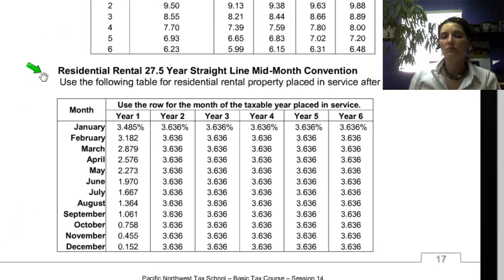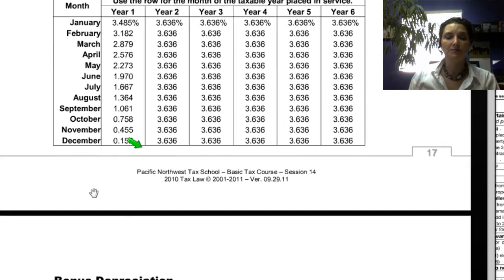Now, residential rental property is depreciated straight line over 27.5 years, so it is only in the first year that there's going to be any variation at all in the amount of depreciation claimed, and that will just depend on the month you place that asset in service. But after the first year, depreciation is the same throughout until you get to the year where you sell that property, and then in the year of sale, you also apply the mid-month convention.